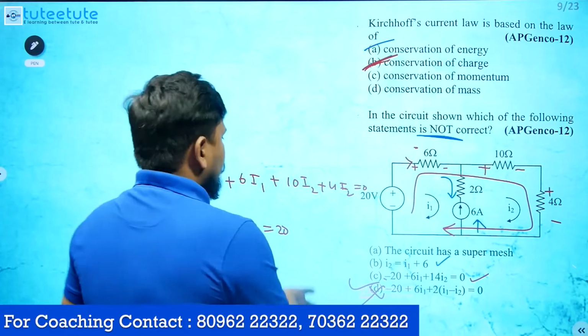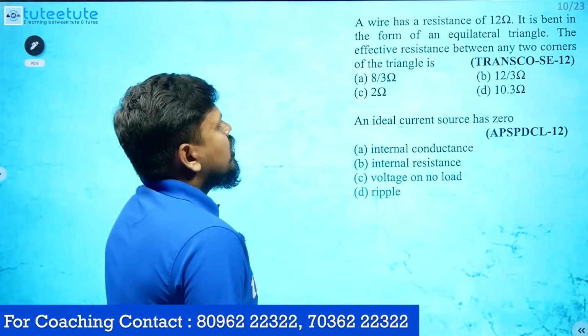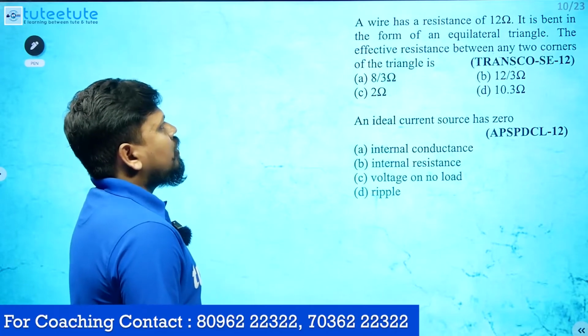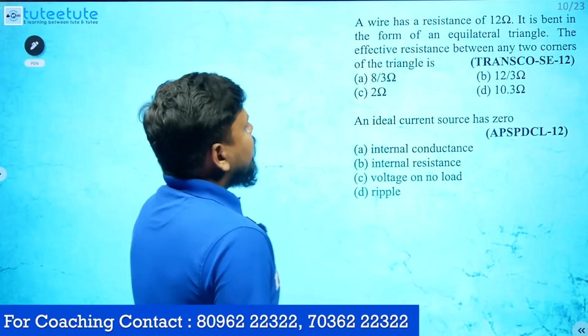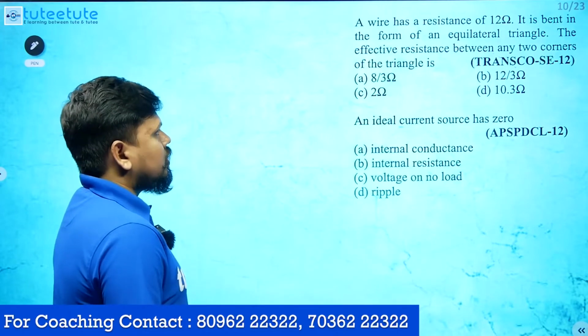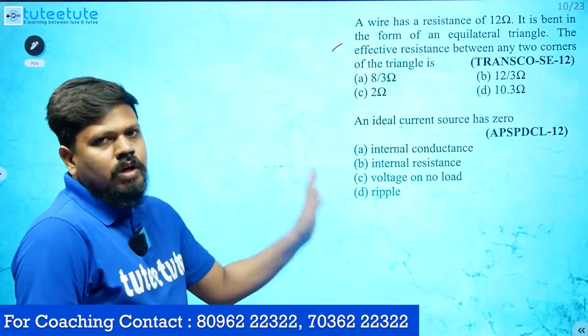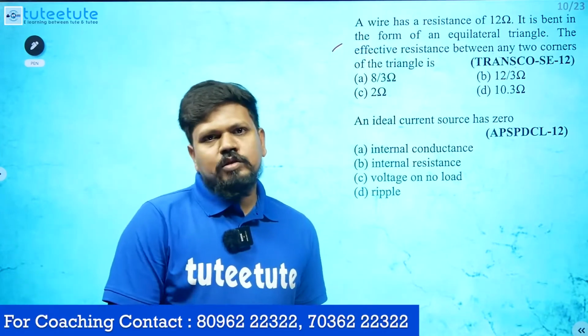Okay, next question. A wire has a resistance of 12 ohms. It is bent in the form of an equilateral triangle. The effective resistance between any two corners of the triangle is? This is a somewhat different question. Previously they have asked it only 1 or 2 times, so they may ask this model of question.